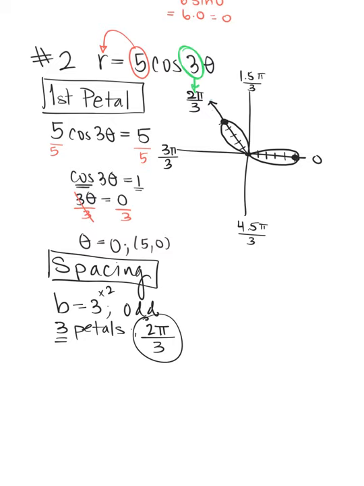And now I need to add another 2 pi over 3 to that. So that would put me at 4 pi over 3. So again, I want to mark 4 pi over 3, somewhere over here. And then a radius of 5, so count out 5 units.